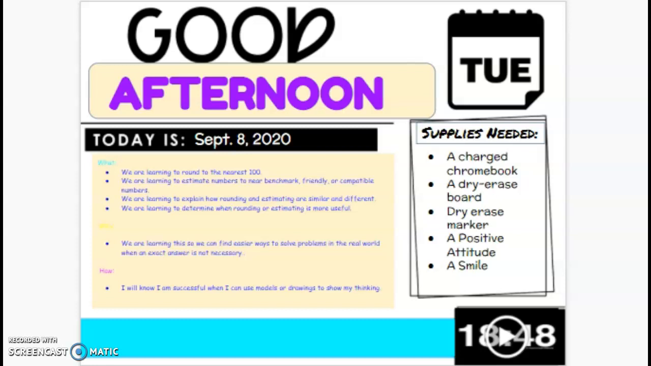Why are we learning this? We are learning this so that we can find easier ways to solve problems in the real world when an exact answer is not necessary. And then how will we know when we're successful? We're going to know we're successful when we can use models or drawings to show our thinking, where we can explain our thinking, and when we persevere through problems that are more difficult for us. So let's jump right in and get started.